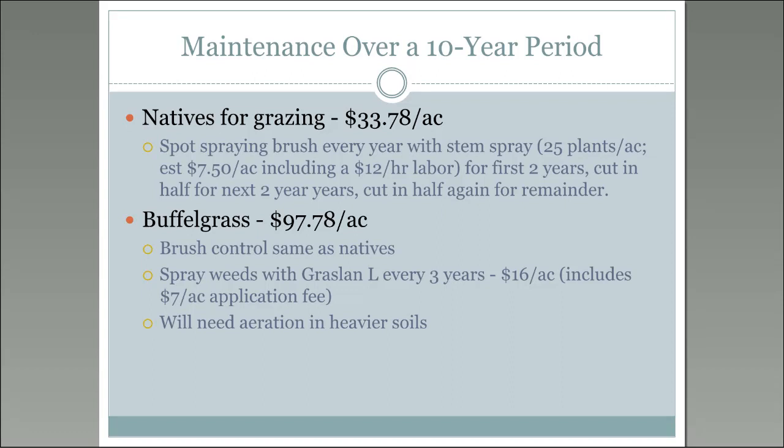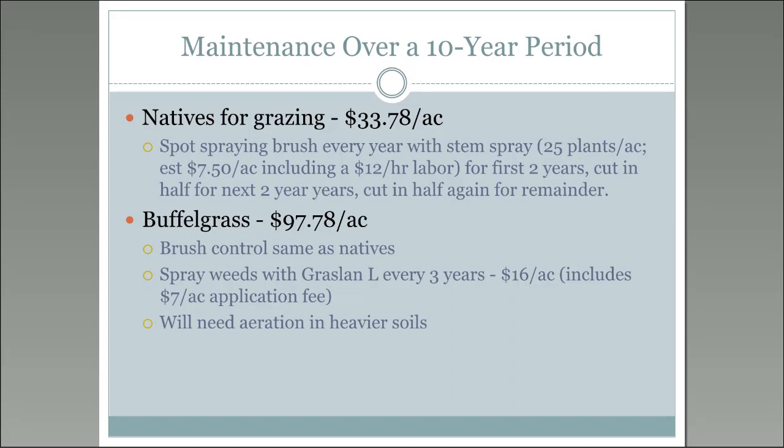So natives for grazing, we did spot spraying brush every year because inevitably you're going to have some brush plants come up. So we just did a stem spray as soon as those brush species would come up and followed that up yearly. We assumed 25 plants per acre, which is estimated $7.50 per acre, which includes a $12 per hour labor charge. So if you did it yourself, you would eliminate some of that labor as well. But if you thought that your time is worth some money, we decided to include it.